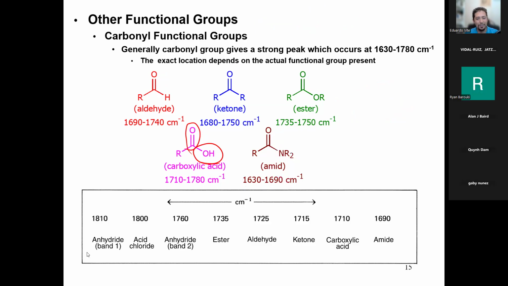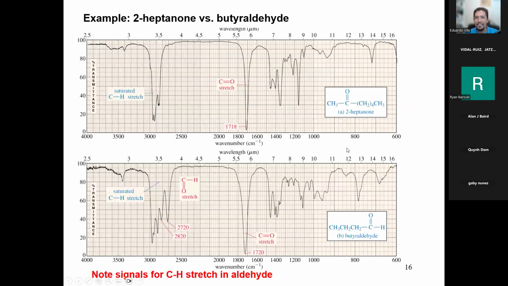Okay, so let's look at some actual examples. Here are two compounds that contain carbonyls. They are different functional groups. One is a ketone, one is an aldehyde, but they both contain a carbon double bond oxygen. Where do we find it? At 1700 plus minus 50.